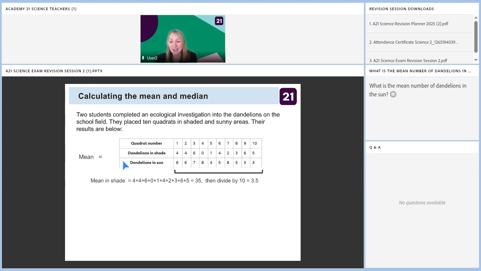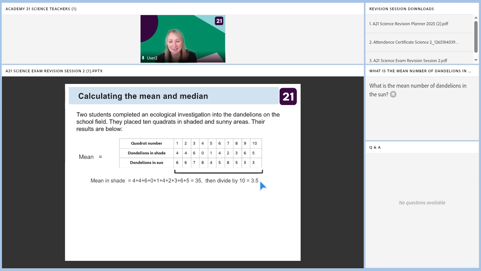So I've done the shade one first, and I'm just going to run you through that, and then I'll give you a little bit more time to have a go at the sun one. So if I was doing the mean for the dandelions in the shade, I'd go back to my method, which is adding together all the numbers in that row. So all these numbers here, I'm adding them all together to get a total value. And that total value is 35. I'm then going to divide that number by how many entries there were. And in this table, there was 1 to 10. So I divide it by 10, and the answer is 3.5 for dandelions in the shade.